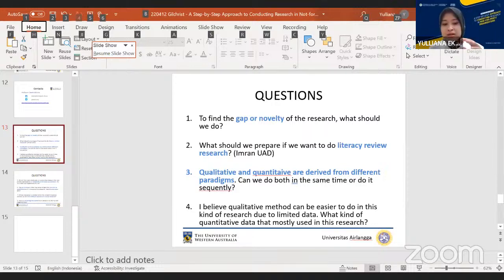Or maybe the meaning of the question is, if we have difficulties in qualitative research because of the limitation of data, then we would like to move to quantitative data. So what kind of method is mostly used in that kind of research?